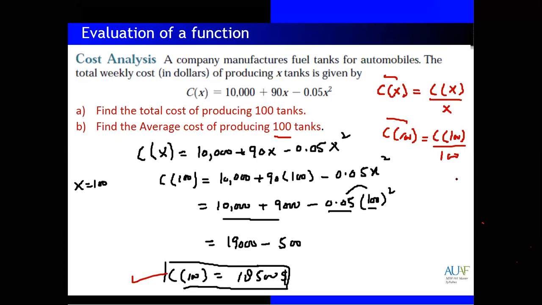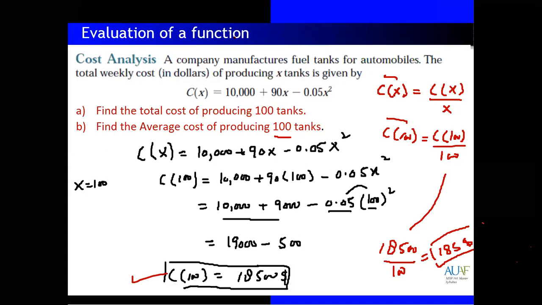So 100 tanks cost is equal to 18,500 divided by number of tanks. So number of tanks is 100. So result is equal to $185. This is actually per tank cost. Yeah, unit tank cost, fuel tank cost is $185. Clear? If you want to find average, so replace x with that value like 100, 200, 300, and also divide by that value like 100, 200. That's called the average cost.